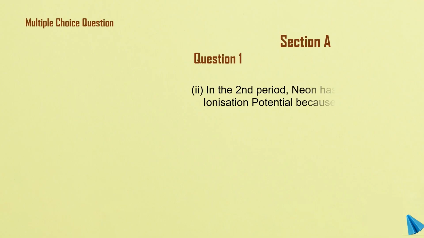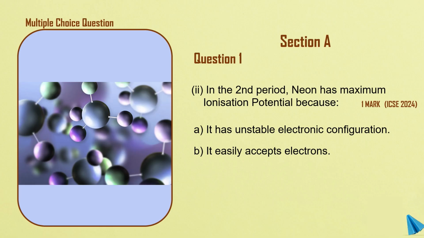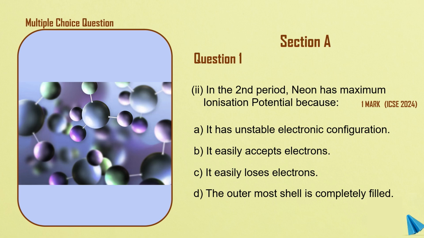Let us begin with the second question. In the second period, neon has maximum ionization potential because 4 options are given. It has unstable electronic configuration, it easily accepts electrons, it easily loses electrons, or the outermost shell is completely filled.